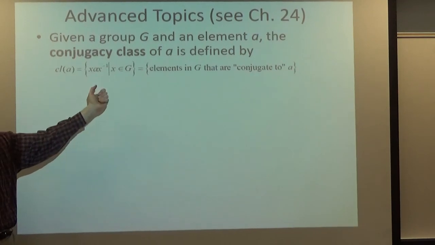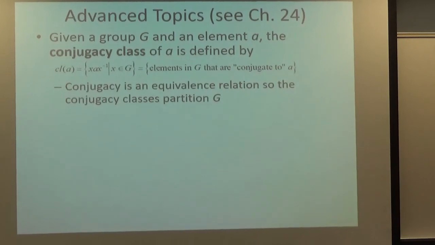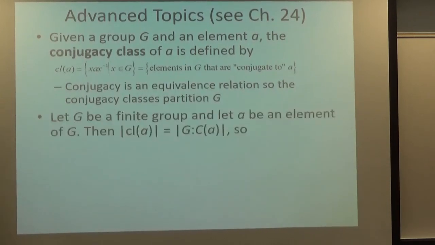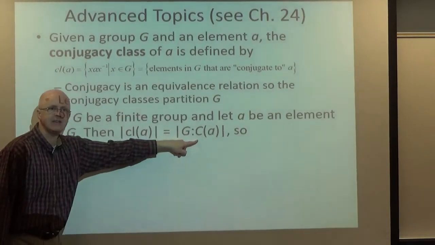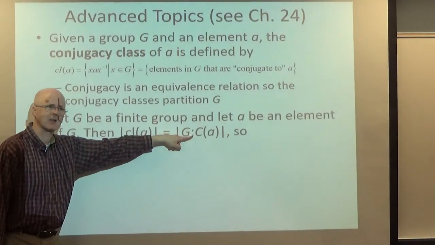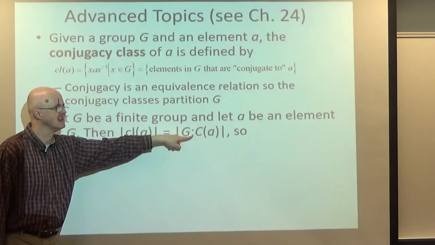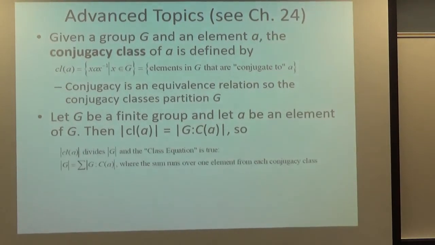Elements that are conjugate to each other might have similar properties. That's the idea. It does turn out to be an equivalence relation, so that the conjugacy classes partition the group. And using that fact, you can prove that, in fact, the number of elements in a conjugacy class, which, by the way, is not necessarily a subgroup of the group, equals the index of the centralizer of that element in G. It's not a completely obvious thing, so if you're not sure where that comes from, you can read chapter 24. It's not super hard to see, but that's a fact.